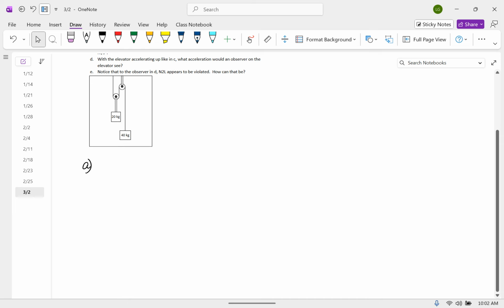And remember that what matters here is the acceleration of the reference frame. So if this thing is moving with a constant velocity, everything would be the same as if it's at rest. All right, so I'm going to do a free body diagram of the 20. Actually, just for setting up the equations, I'm going to do the 40 first. We have to do both of them anyways.